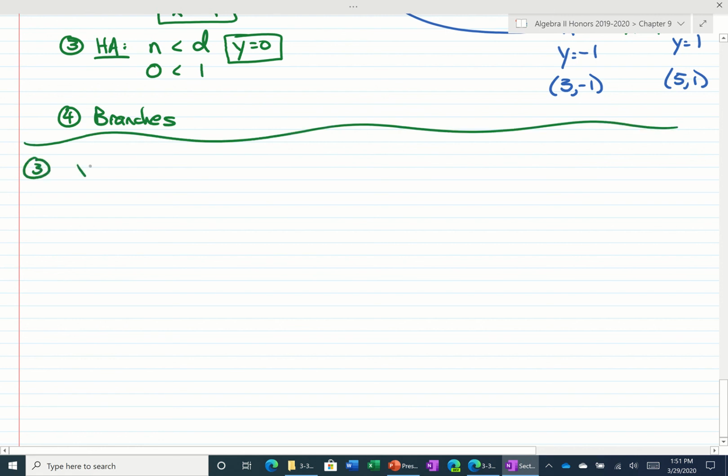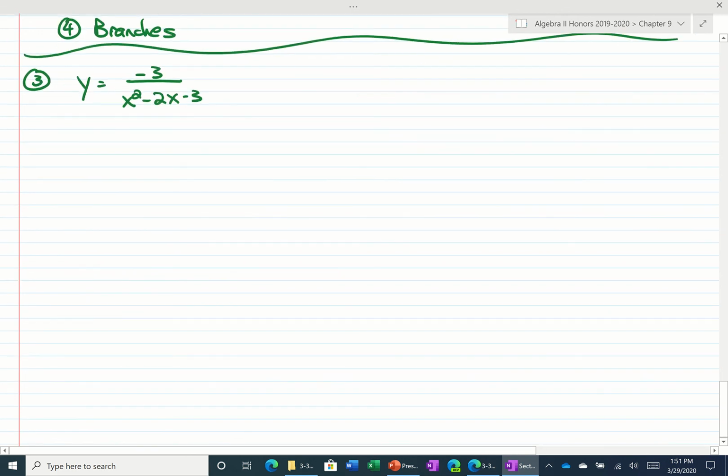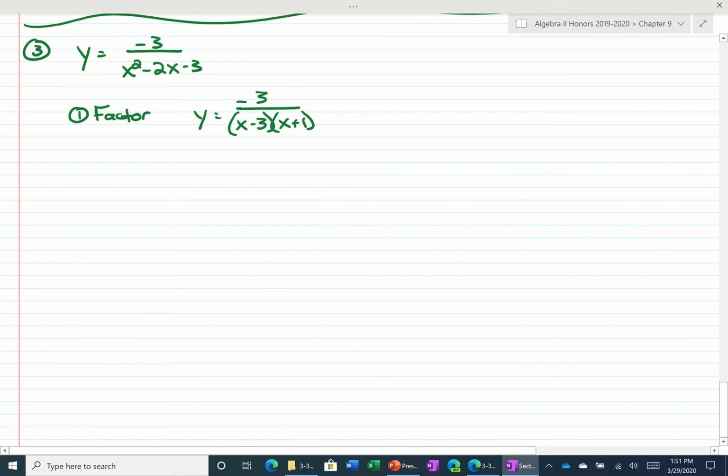What if we had a problem where y was equal to negative 3 over x squared minus 2x minus 3? Step number 1 is we factor, and remember if anything cancels, we're going to get a hole on the graph. So y would equal negative 3 over (x minus 3) times (x plus 1). Even though we factored, nothing cancels. Oh well. There's no hole, we go to the next step, vertical asymptote.